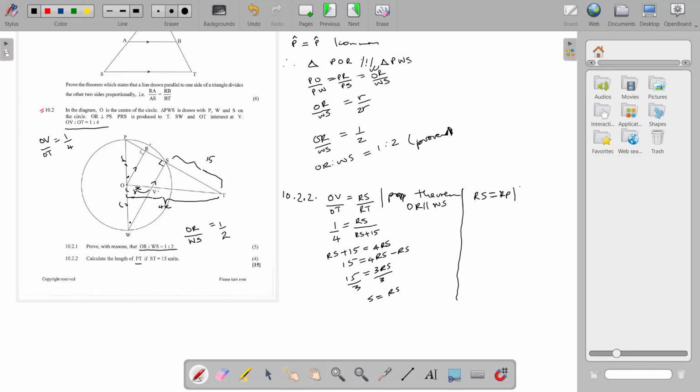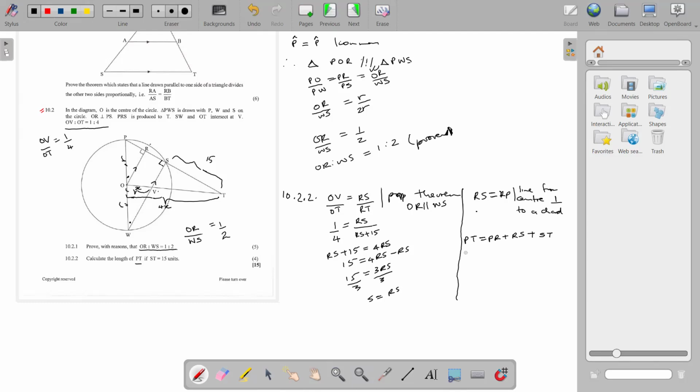Line from center perpendicular to a chord. So we can conclude that this distance which you are required to calculate, which is PT, will be equal to PR plus RS plus ST.